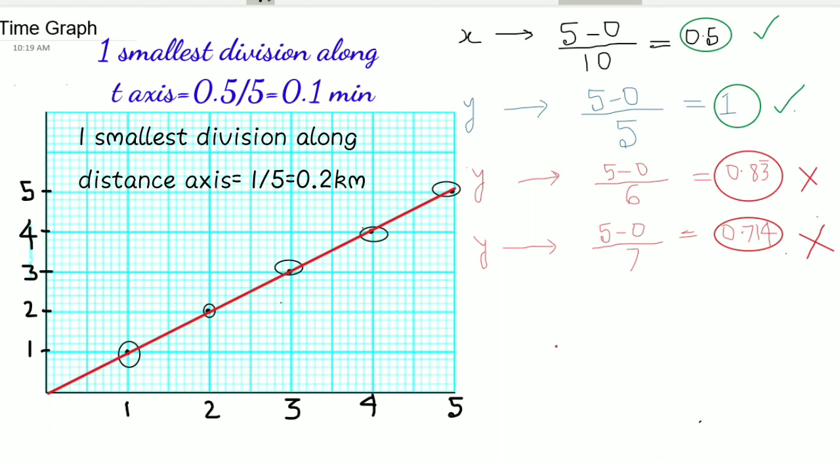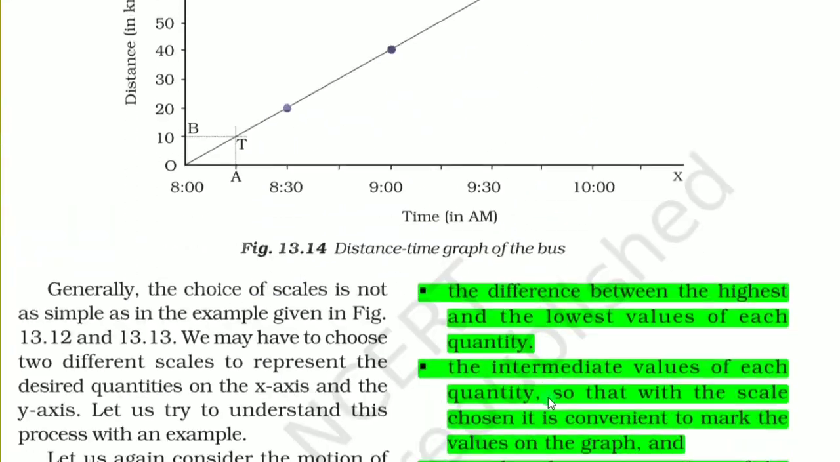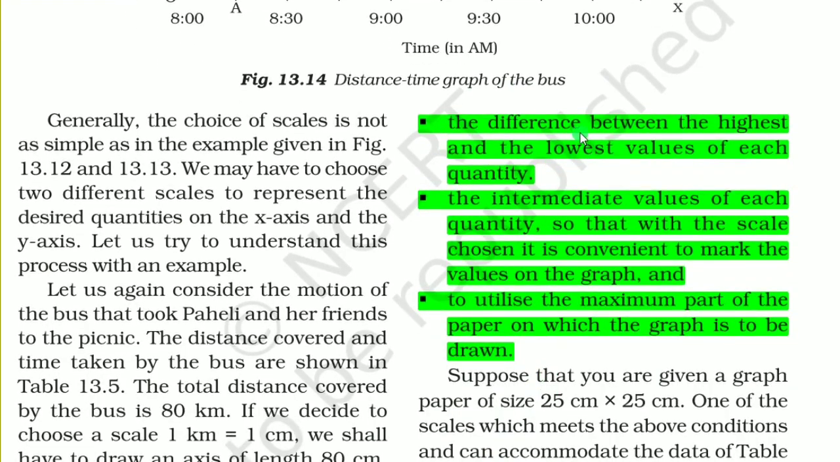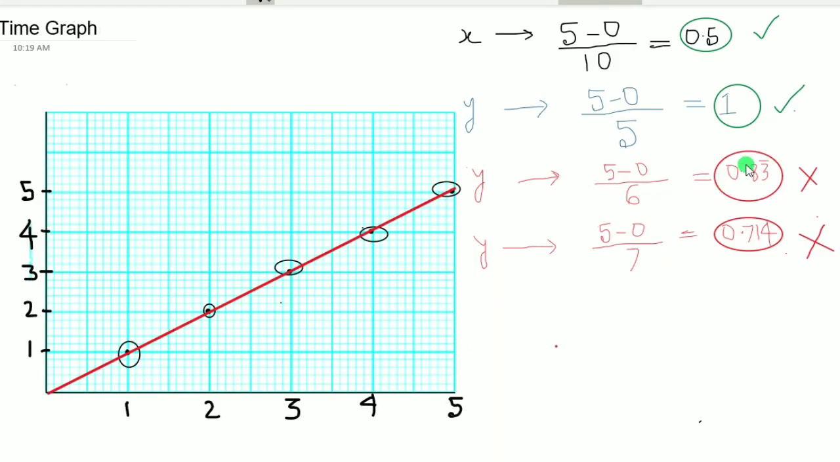And the second point we have not covered now. So what will be the second point? Yes, this first point, is it clear to you? I have given so much information on that. Now the intermediate values of each quantity should be such that, with the scale chosen, it is convenient to mark the values on the graph. So you can see these are not convenient values. That's why we have neglected this value.